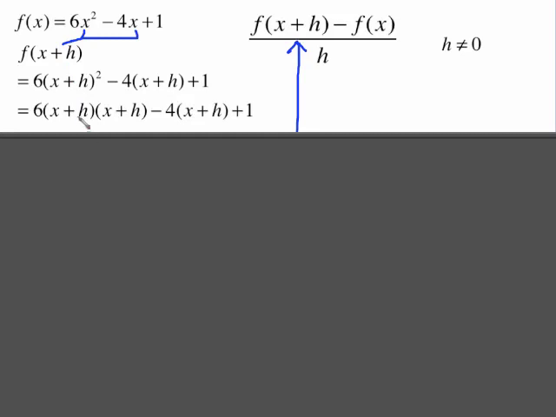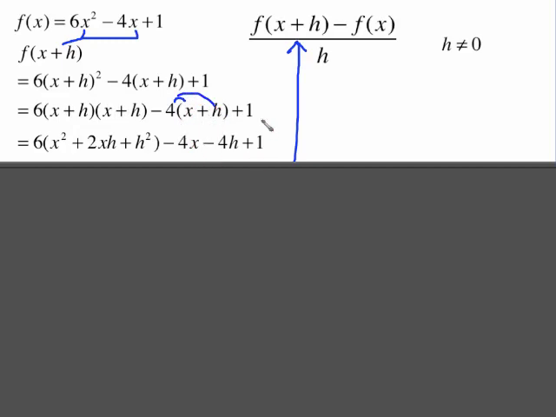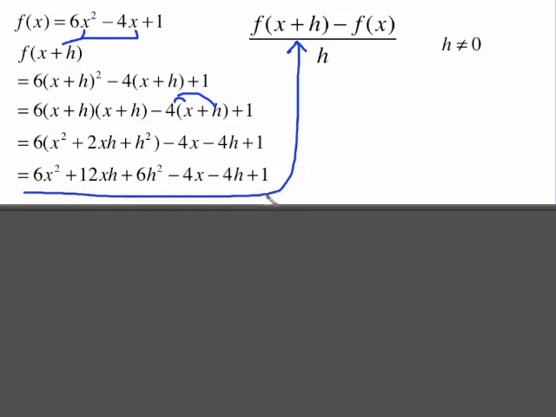Then we know we're going to have to write out this x plus h twice to get ready to FOIL it. So multiplied that out using FOIL. At the same time, I went ahead and distributed the negative 4 through that parentheses, and the 1 just tags along. Now it's time to distribute your 6. 6 times all of that is how I get this part, minus the 4x minus the 4h plus 1. That is our expression for the f of x plus h.